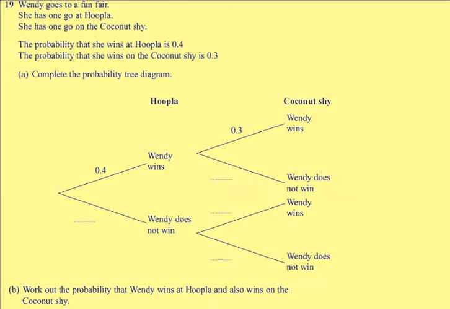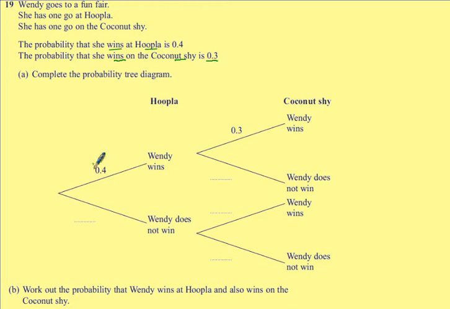Question 19 on probability trees. We've got Wendy, she's going to a fun fair and she's going to play hoopla and play on the coconut shy. The probability that she wins the hoopla is 0.4. The probability that she wins the coconut shy is 0.3.